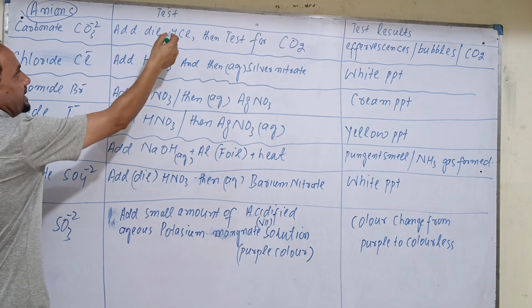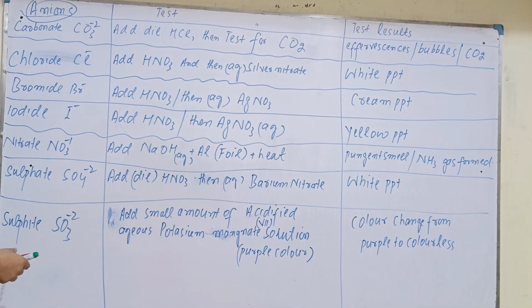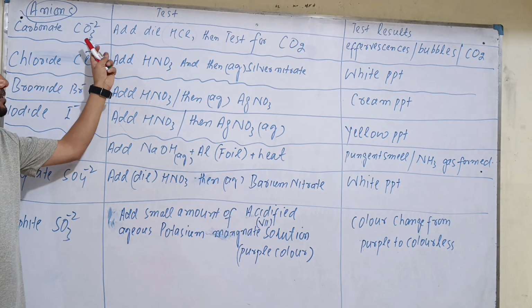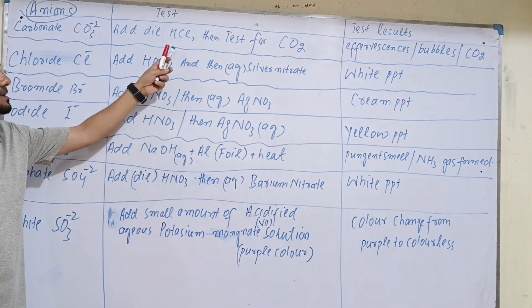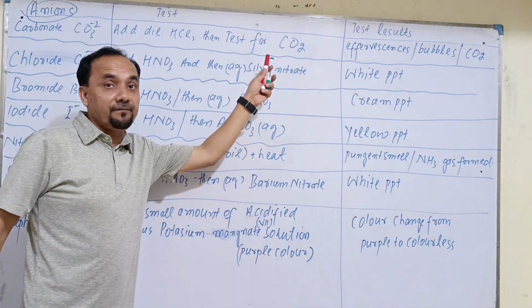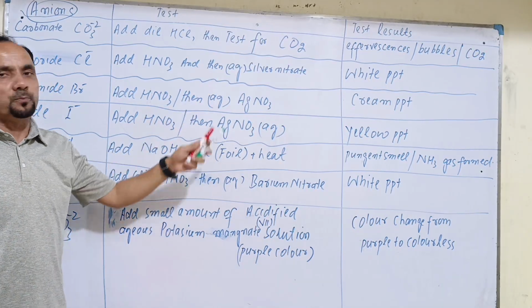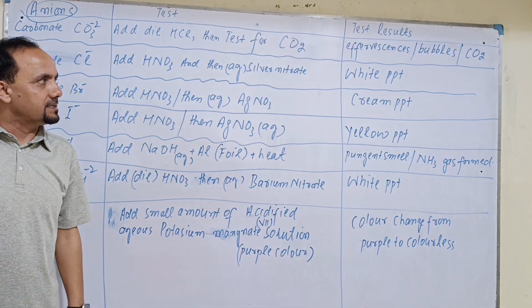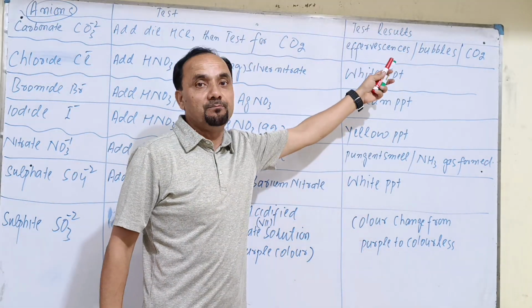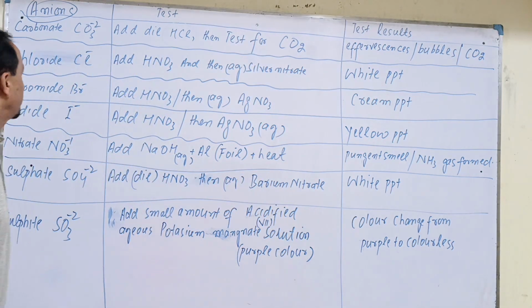If you add hydrochloric acid to a salt containing carbonate ion, the carbonate salt will react with the acid and form carbon dioxide. Then you will confirm that the gas is carbon dioxide. If carbon dioxide is passed through lime water, it turns milky. So what will be the result? You can write bubbles, and those bubbles are the carbon dioxide gas.